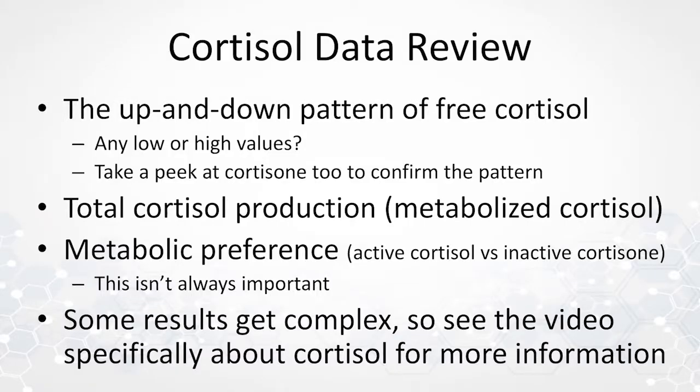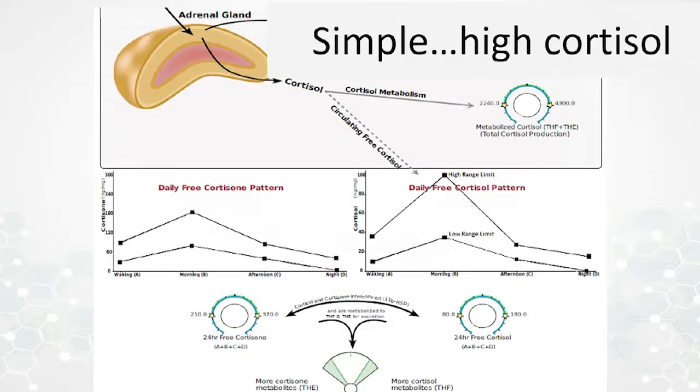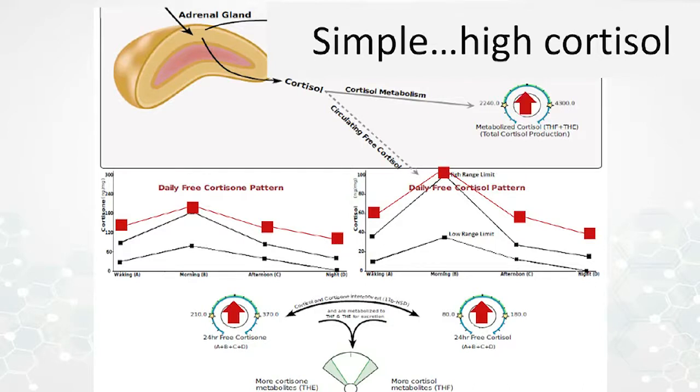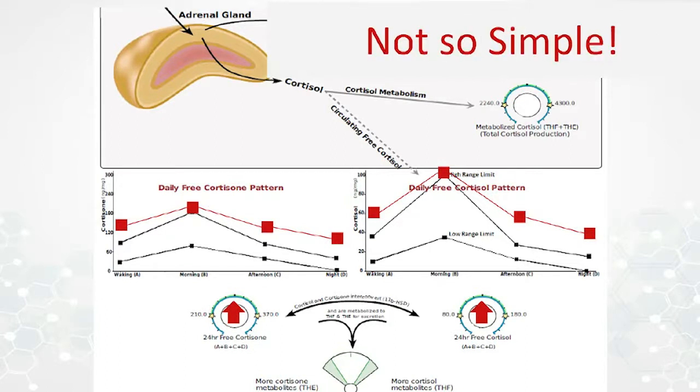Now let's go through a couple examples of the types of results you might see on this report and explain what that might mean to help with the understanding a little bit. If, for example, we see elevated levels of free cortisol and elevated levels of free cortisone, we've confirmed that the free cortisol levels are elevated. When we look further at the metabolites, if those are elevated as well, we simply have a situation where there's an abundance of cortisol, right? That's relatively simple.